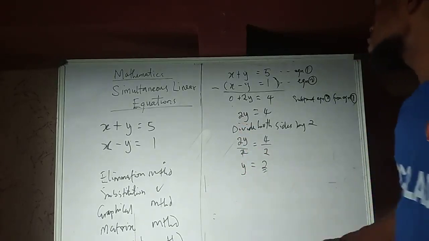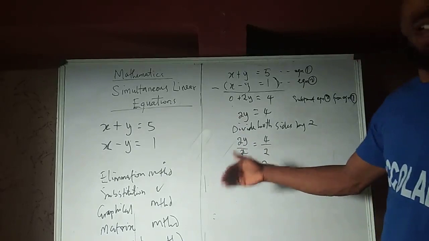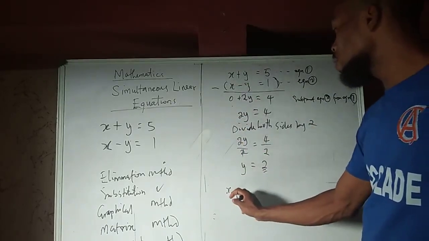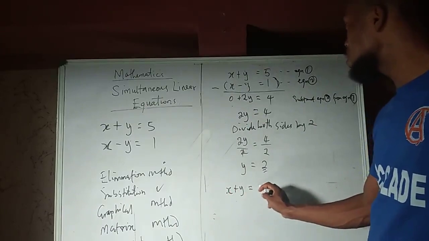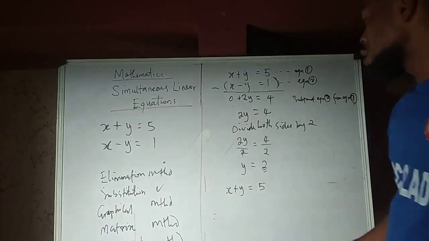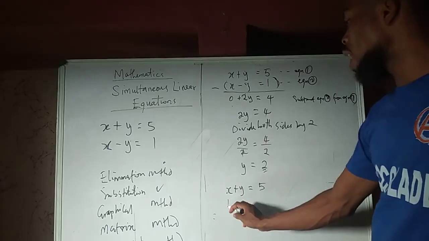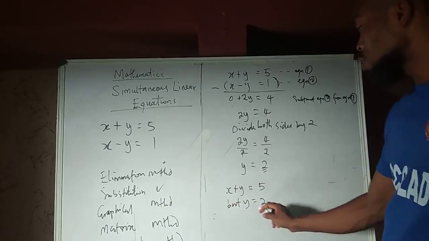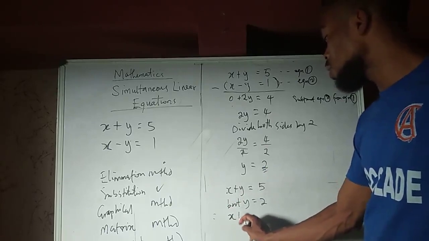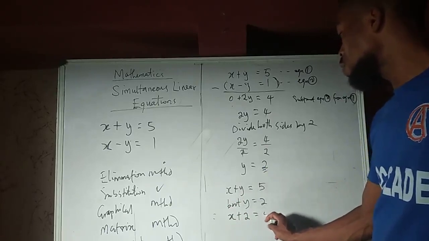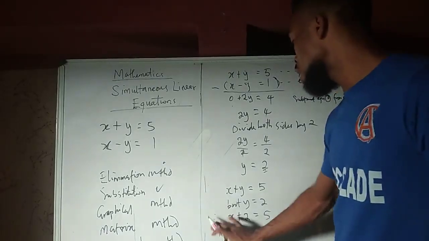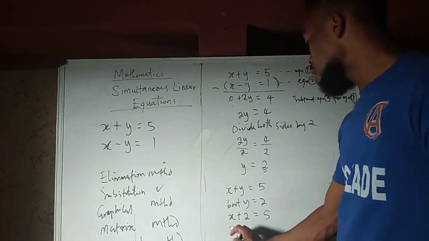Now, remember that we also need to find x. From the start, we had x plus y equals 5, right? But we have discovered that y is equal to 2. So we are now going to make this equation become x plus 2 equals 5. That's what will make it, x plus 2 equals 5.